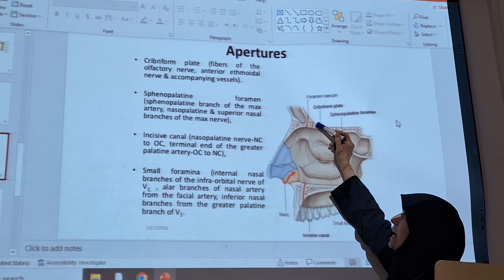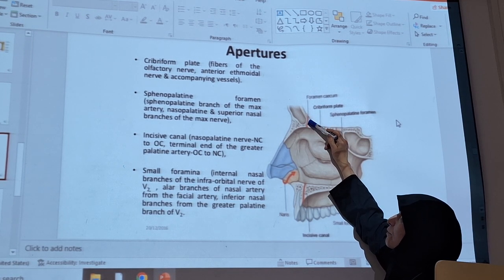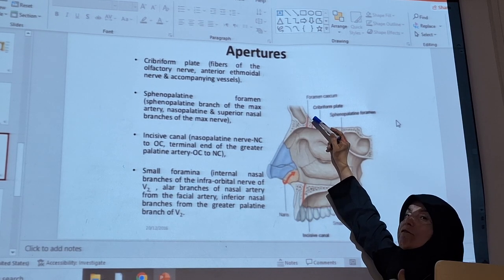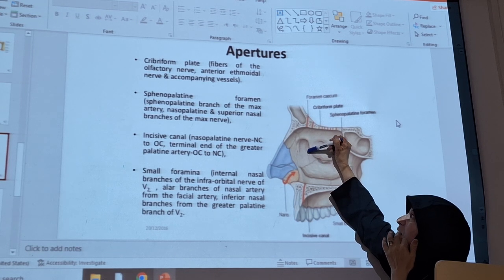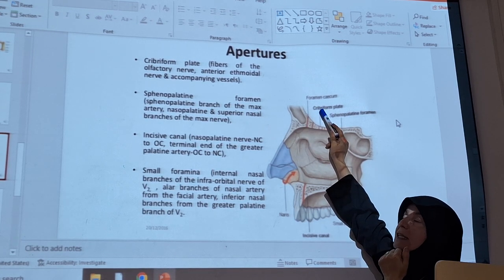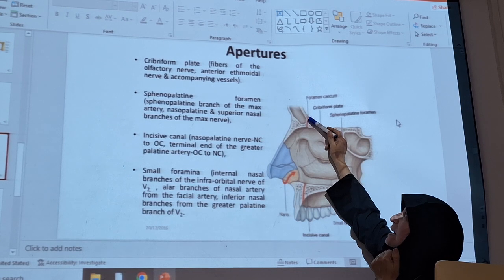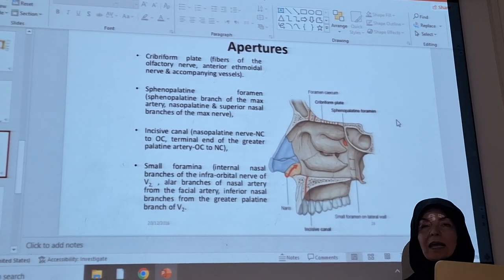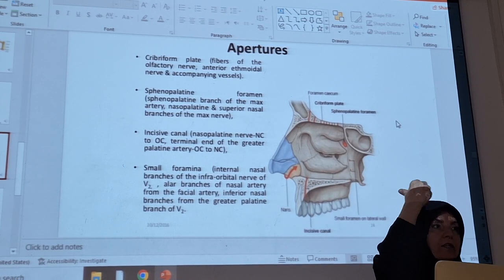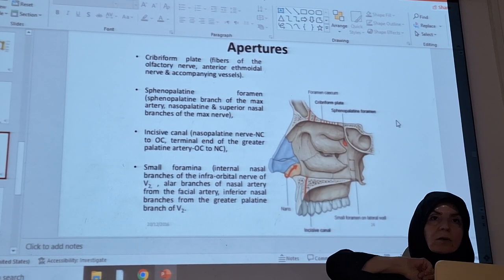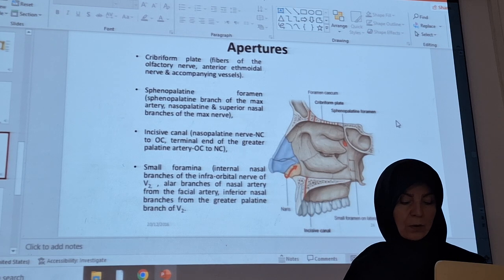Now, anterior to the crista galli, you can find a foramen. Through this foramen, the emissary vein is passing. It connects the nasal cavity to the cranial cavity. It is a way that infection can spread to the cranial cavity. Okay?